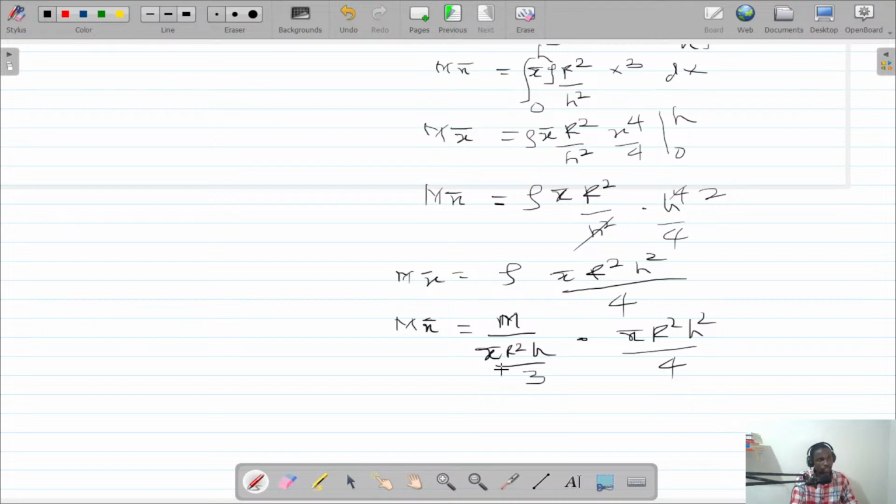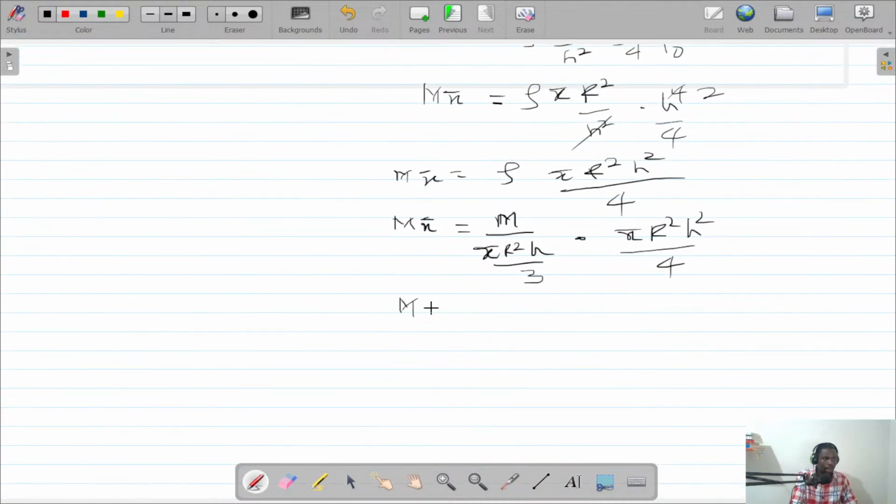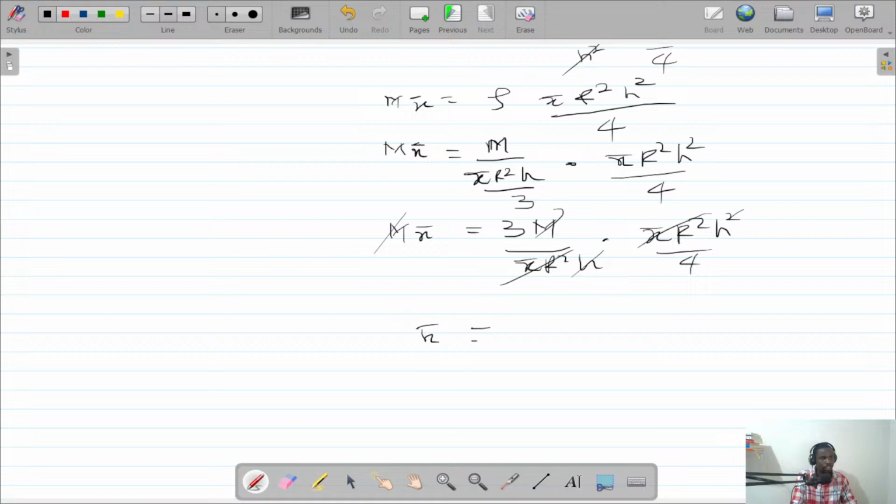over 4. So you can see that this 3 will multiply, if you reciprocate this fraction, it will multiply the m. So m x bar will be equal to 3 big M over pi r squared h multiplying pi r squared h squared over 4. So pi r squared cancels pi r squared, one h cancels one of these h, then m will cancel m. So we just have what? x bar is equal to 3h over 4. Okay, that was a question before we move on.